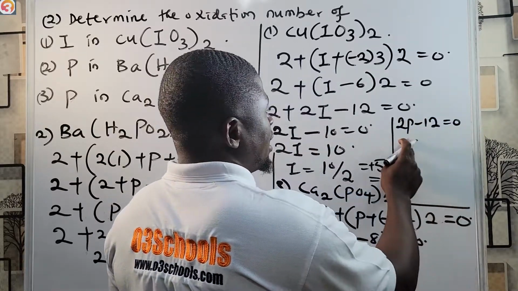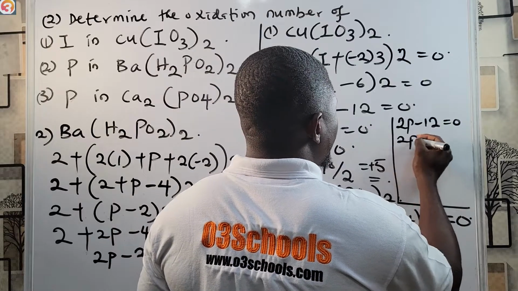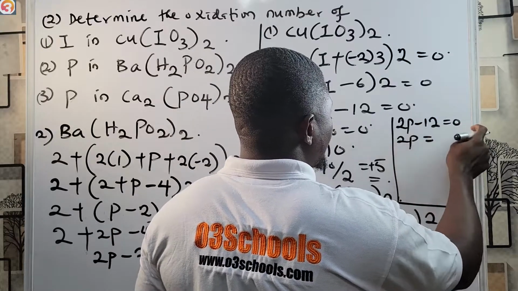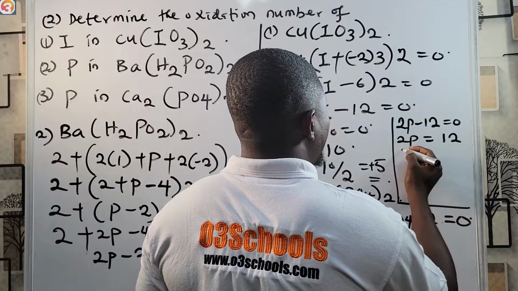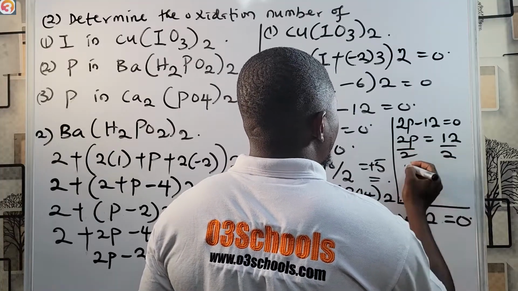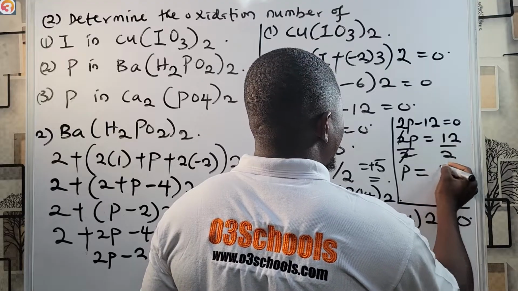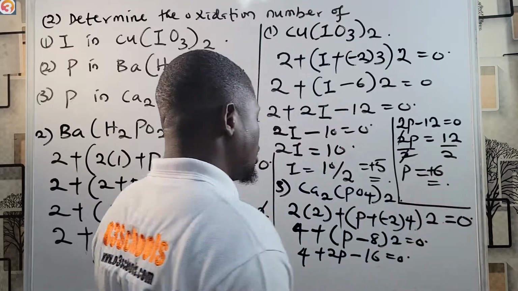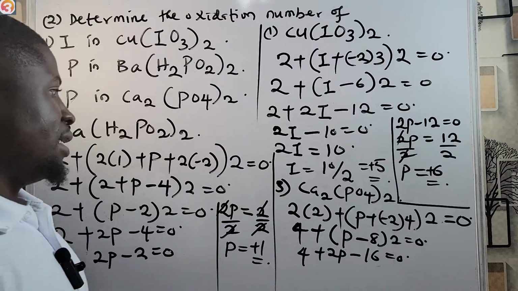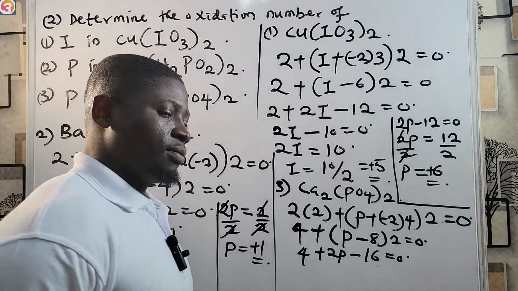So carry 12 to this side so that 2P is equal to minus 12 crossing to plus 12. Then divide both sides by 2 and by 2. 2 cancels 2, and 12 divided by 2 is 6. P is equal to plus 6. The oxidation state of phosphorus in this compound is plus 6. All right.